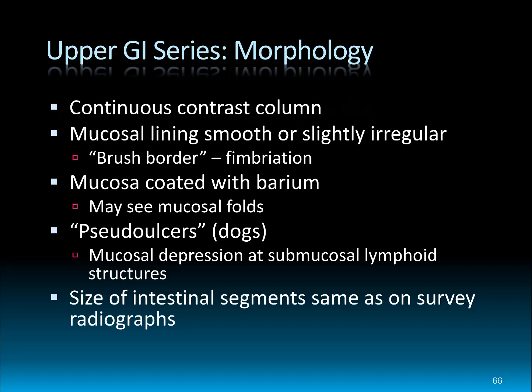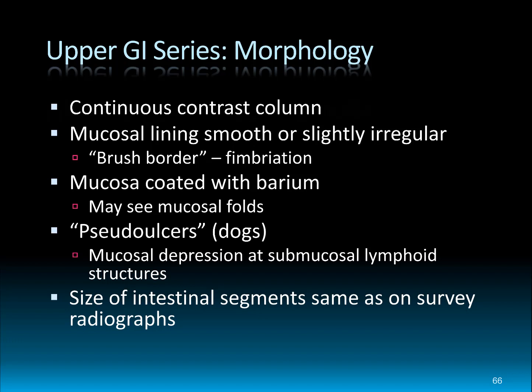On an upper GI series, we want to see a nice continuous contrast column. There may be areas that are narrower due to peristalsis. There may be areas that are mixed with gas, so it's not 100% uniform, but we do want to see it relatively continuous. The mucosa is usually pretty smooth.